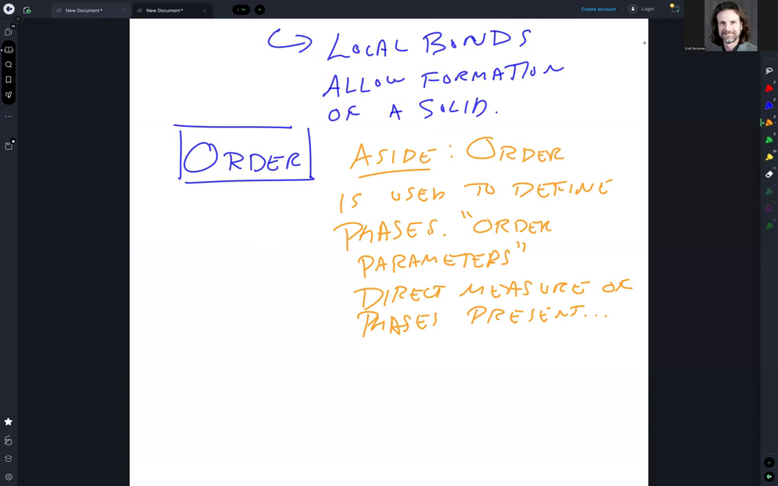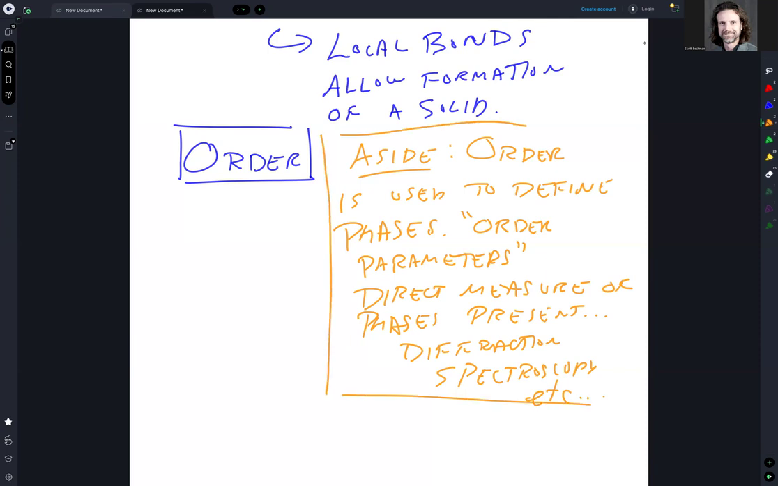And this can come from diffraction or spectroscopy methods and others as well. But for here, we just want to talk about order as it pertains to solids. And when we talk about order in solids, we can talk about short range and long range ordering.